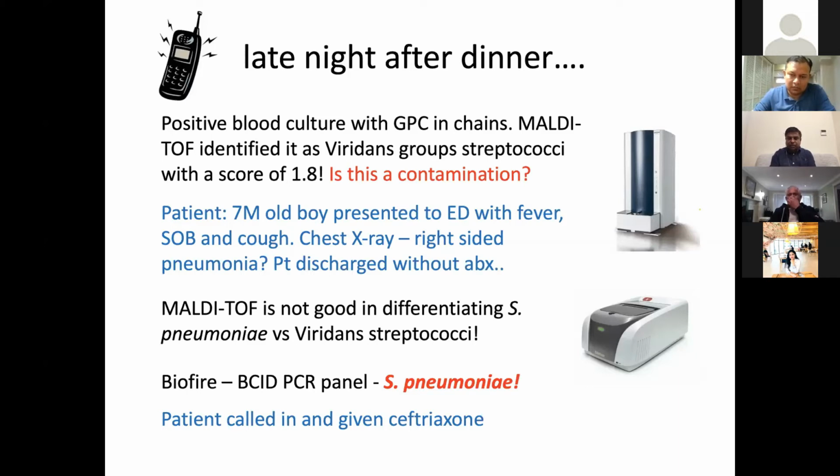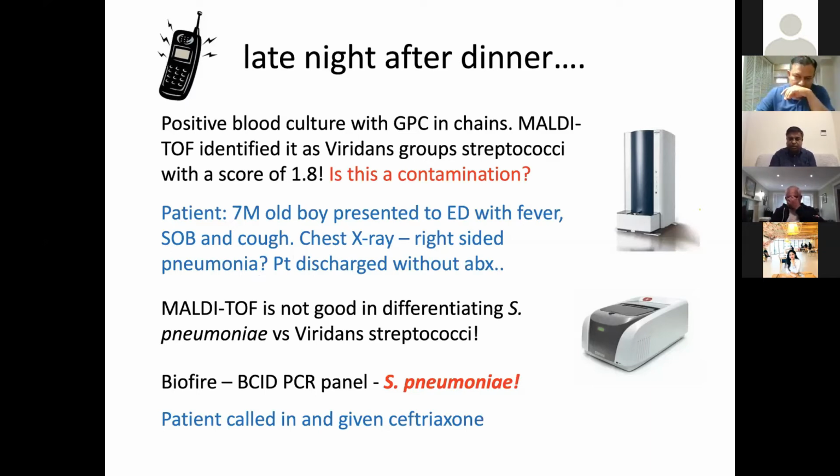Now, as a microbiologist, you know that your MALDI-TOF is pretty good at identifying many of the species, but there is a problem differentiating Viridans group streptococci from Streptococcus pneumoniae. In this clinical context, because there is a chest X-ray showing right-sided pneumonia, shortness of breath, cough, fever, everything fits more with Streptococcus pneumoniae. So you are not too satisfied with the MALDI-TOF result.